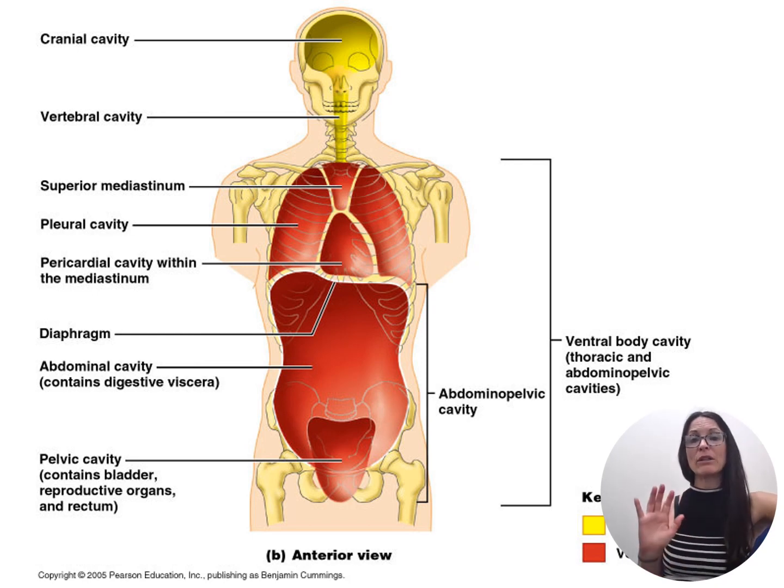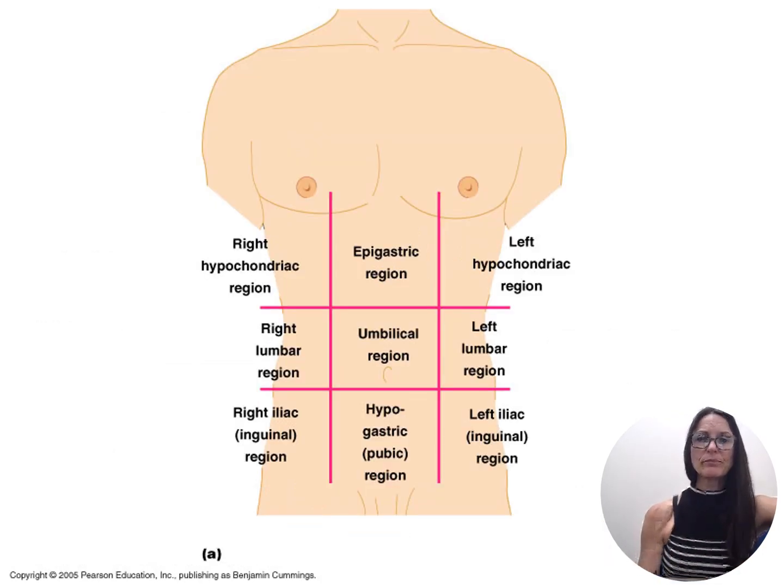So if you're lying down in a supine twist, you're on your back. But if you're in a prone savasana, you're on your belly. You can also further delineate the parts of the body by regions. The regions are a little bit more specific within each of those cavities. So all of the upper regions are right hypochondriac, epigastric, and left hypochondriac.